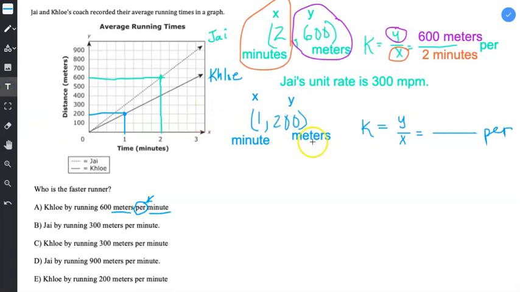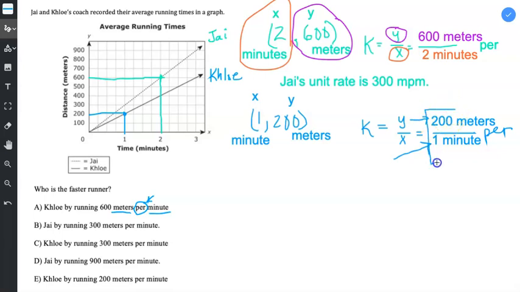The y is 200 meters, so I plug that into the numerator. The x is 1 minute, so I plug that into the denominator. And what's nice about the point that I chose, we talked about there being a special point on the graph. And the special point is where x is equal to 1. Where x is 1, the y value is the unit rate. So the unit rate is 200.